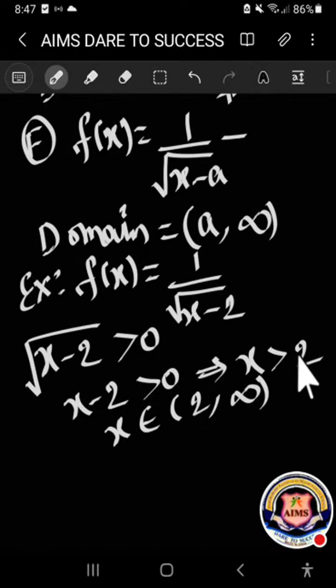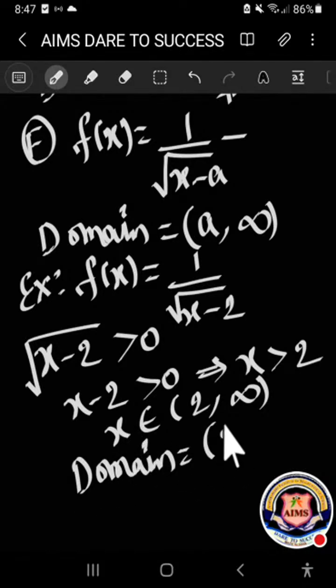Greater than 2 means more than 2 values. Greater than means only the open interval 2 comma infinity. So this is the general method, the procedure. So domain is equal to the open interval 2 comma infinity. You can say directly also, the domain value is the open interval a comma infinity.